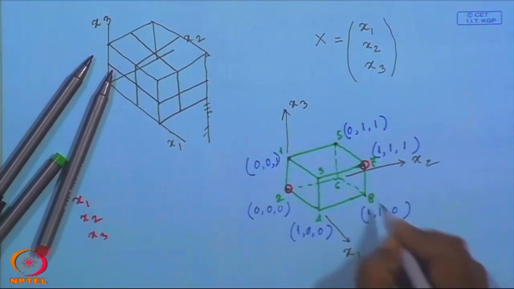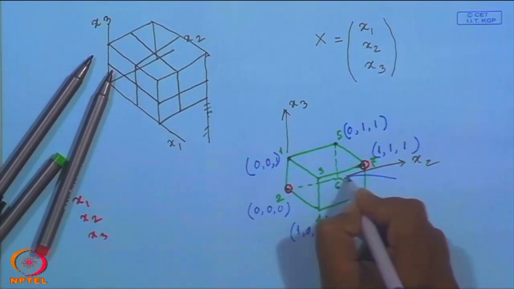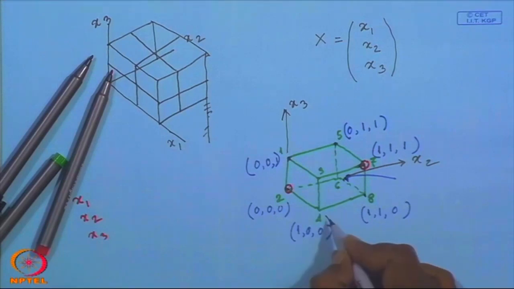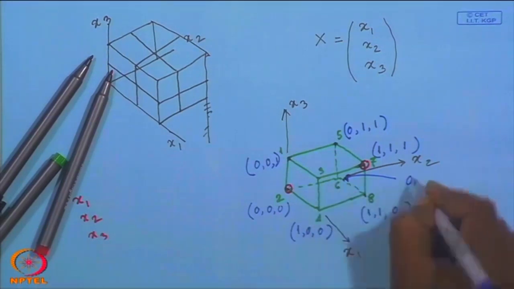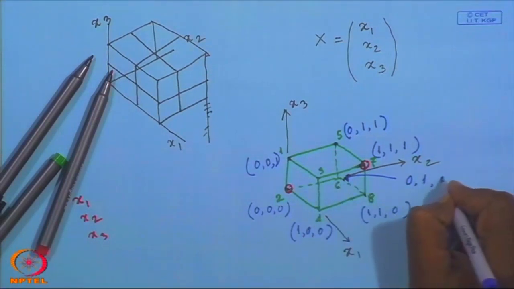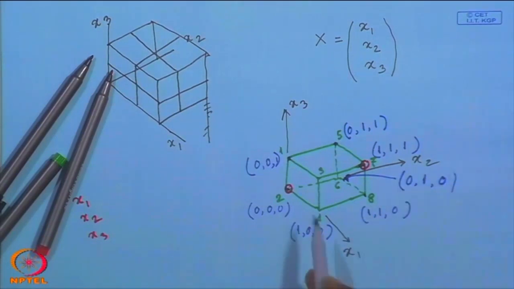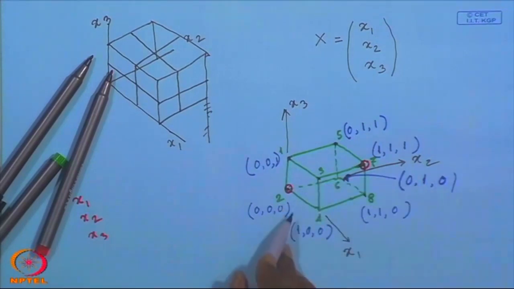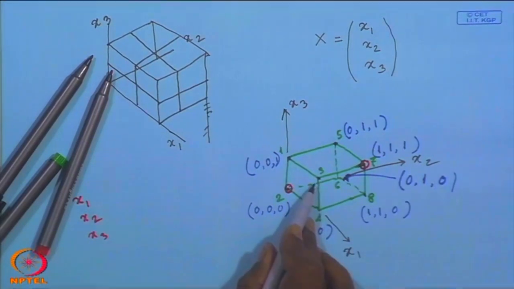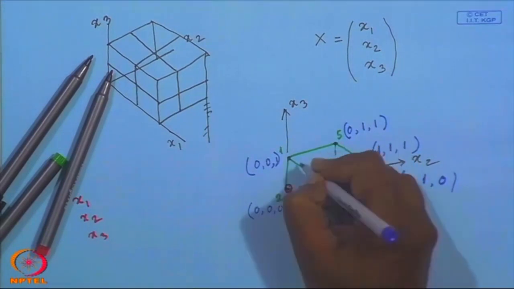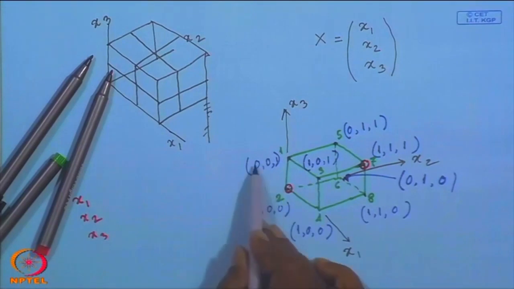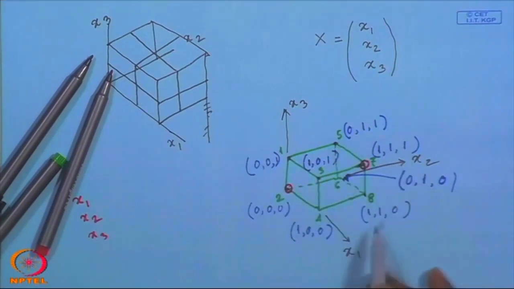For this one, we have already done, and for this, which is hidden, x1 is 0, x2 is 1, and x3 is again 0. So, this one is left. For this one, I will have x1 component 1, x3 component 1, and x2 component is 0. So, it is 1, 0, 1. So, I have 1, 2, 3, 4, 5, 6, 7, 8. So, all the 8 vertices.